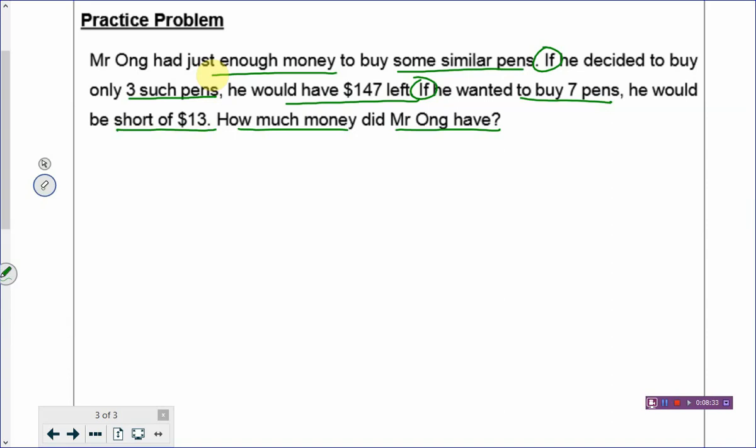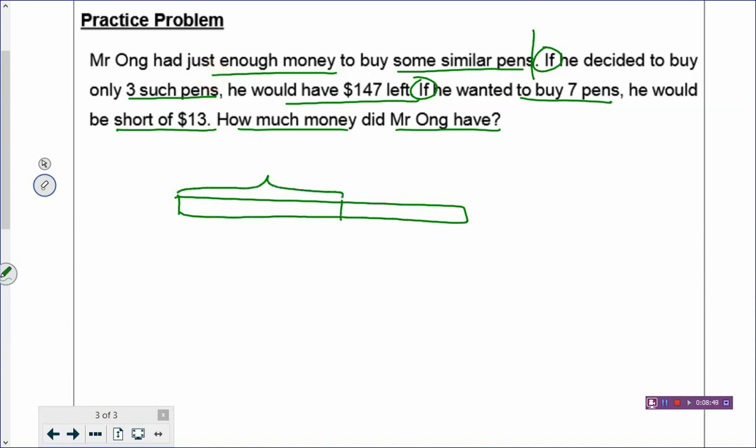So let's draw the model. Mr. Ong has just enough money to buy some pens. Draw a rectangle to represent his money. Until here, if he decided to buy only 3 pens, cut the model, and that part of the model or the money is used to buy 3 pens. And then he will have $147 left. So the rest of the model will be the leftover, that is the excess, and there is $147 left.